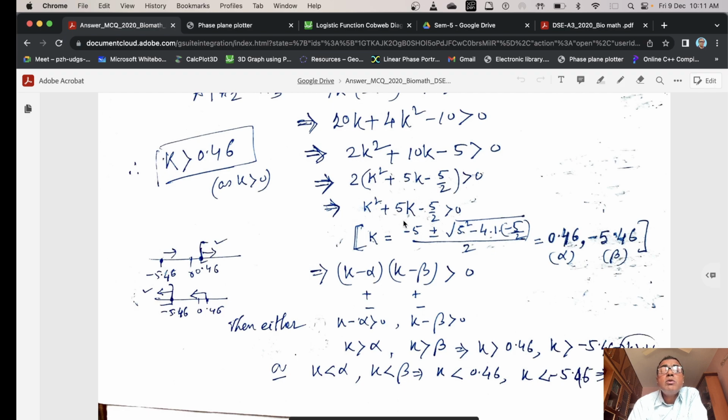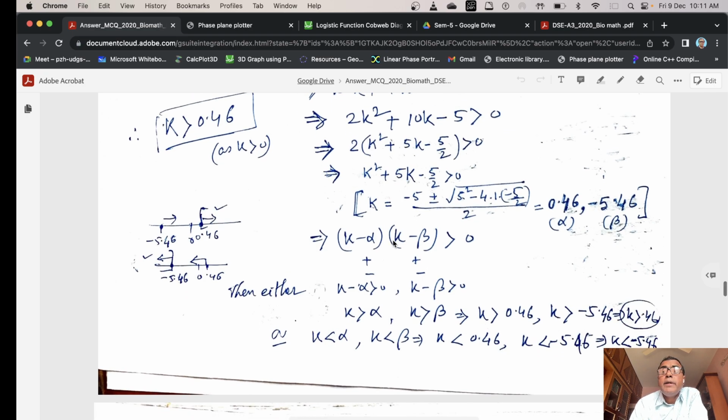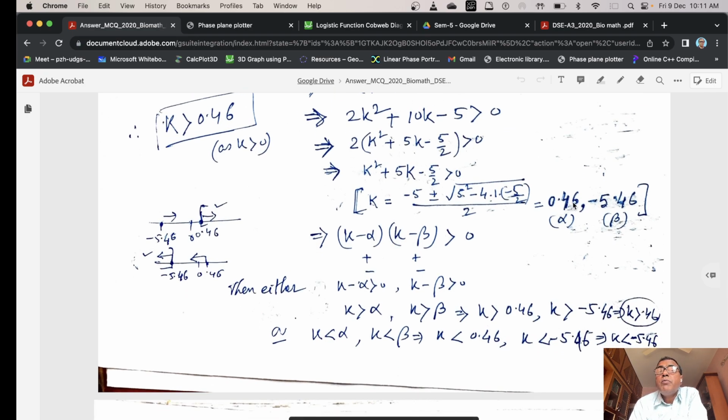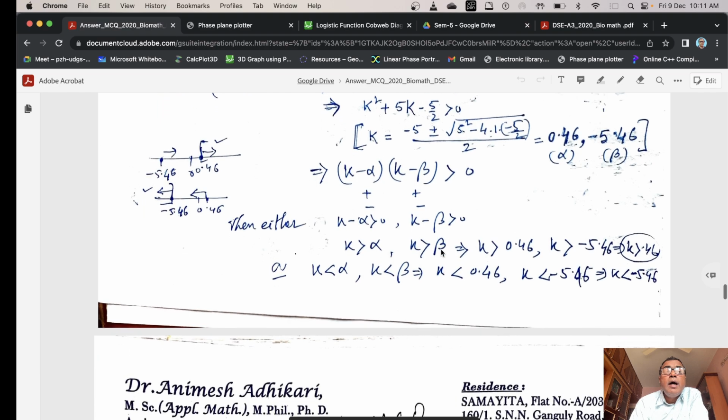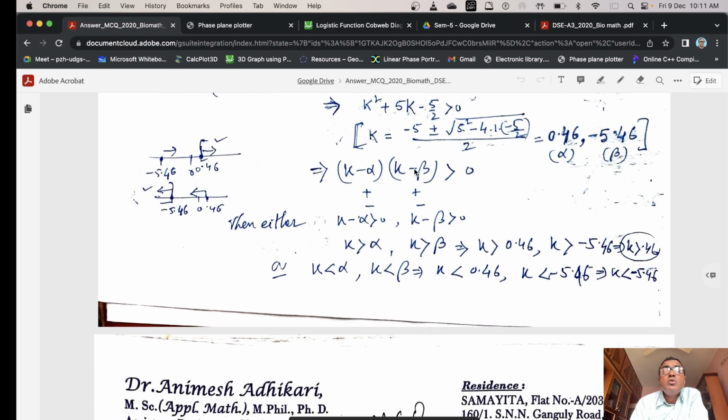From the quadratic equation k squared plus 5k minus 5 by 2 equal to 0, by the Sridharacharya formula, minus b plus or minus root over b squared minus 4ac divided by 2, we get k equal to 0.46 and minus 5.46. We call 0.46 alpha and minus 5.46 beta. So this inequality can be written as (k minus alpha) into (k minus beta) greater than 0. Obviously, the product of these two factors is positive.